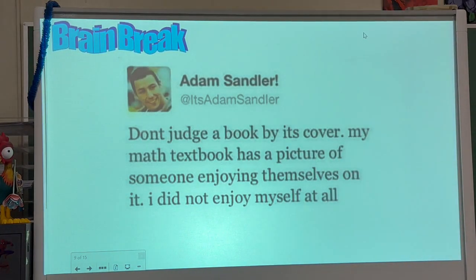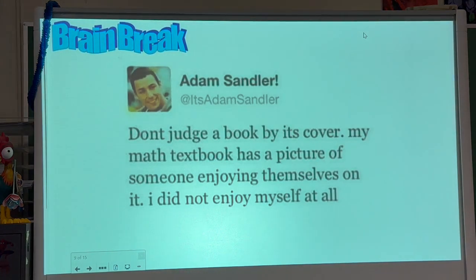Comedian and actor Adam Sandler said, "Don't judge a book by its cover. My math textbook has a picture of someone enjoying themselves on it. I did not enjoy myself at all." I guess he's not a fan of math.